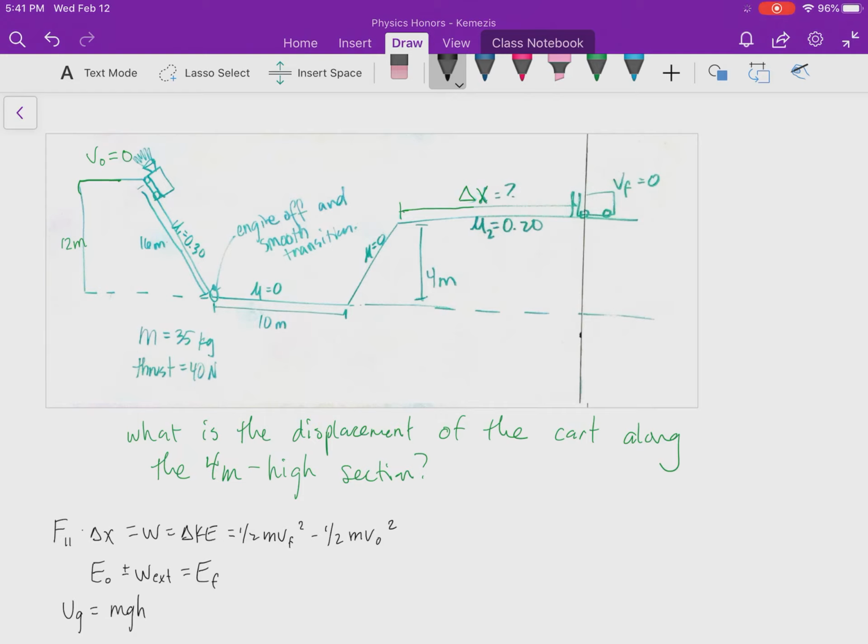There's mu, so there's some friction going into this. And then we have initial velocities, final velocities, and we're interested in the displacement on the second flat that the car goes by the time it stops.